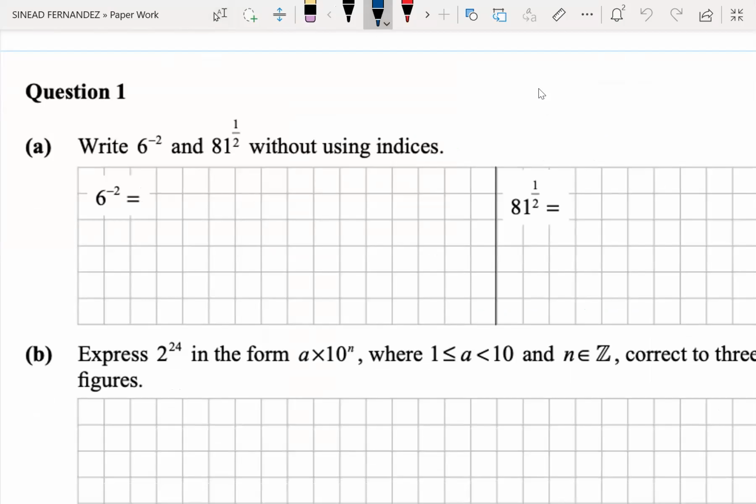Now, 6 to the power of minus 2. They want the answer here without indices, so we don't want to have the little number. Whenever you have a minus indice like that, you can rewrite it like this: put 1 over 6 to the power of a positive 2. So you turn it upside down kind of, and you change it to a positive. And what's 6 to the power of 2? Well, that's 6 multiplied by 6, which is 36. And that's your answer.